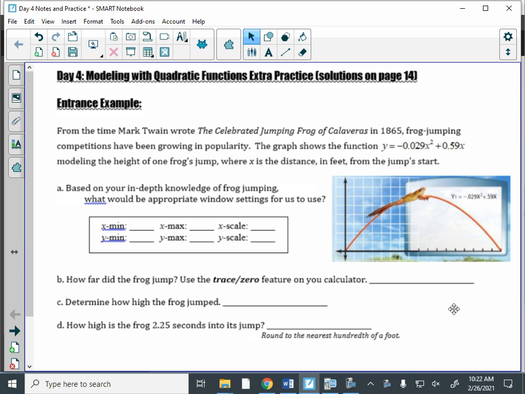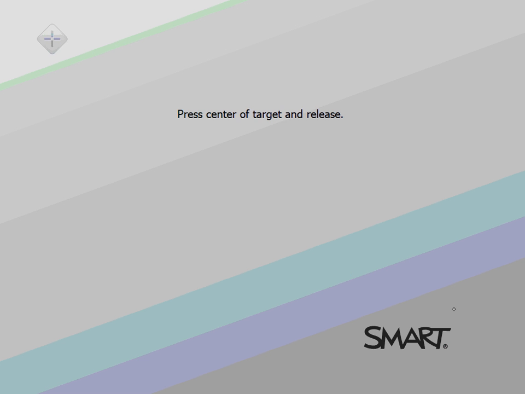Based on your in-depth knowledge of frog jumping, what would be an appropriate window for the settings to use? So think about, can frogs jump very far? Right? Let me start myself on the board.